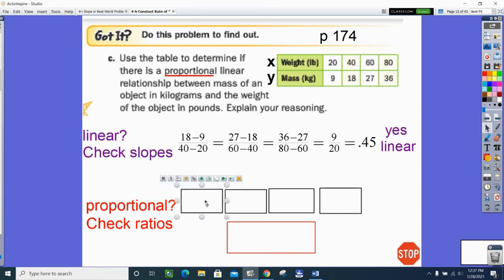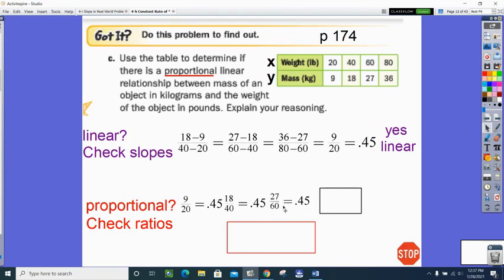All right, so the first one is 9 divided by 20. It's 0.45. 18 divided by 40 is 0.45. And 27 divided by 60 is 0.45. And 36 divided by 80 is 0.45. Hey, Mrs. Wood, if it matches the slope, and you would be very astute in noticing that in that proportional relationship, the slope and that ratio is the same. So is it proportional? The answer would be yes.